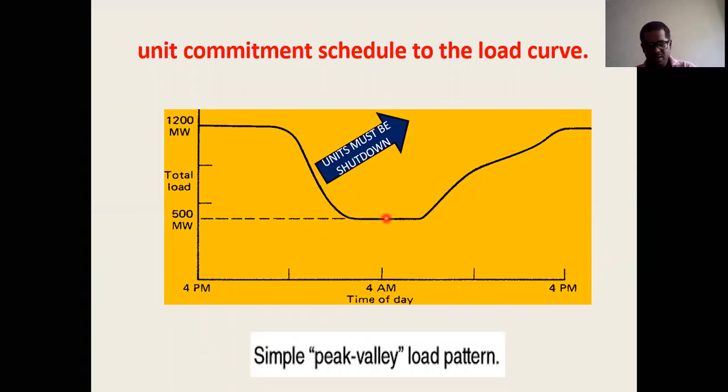Similarly, when the load comes to the negative peak and then the load increases again, I will bring some of the generators back into operation. That is called recommitted. So some units must be recommitted. Here the load decreases from maximum to minimum, so some of the units must be in shutdown condition. But here the load increases from minimum to maximum, so I need to bring some of the generators from off condition to on condition. That is called recommitted.